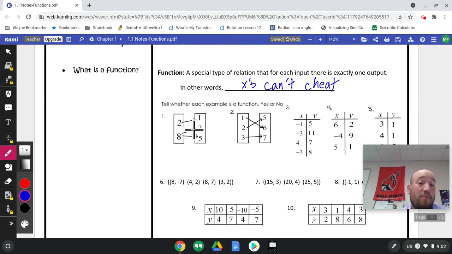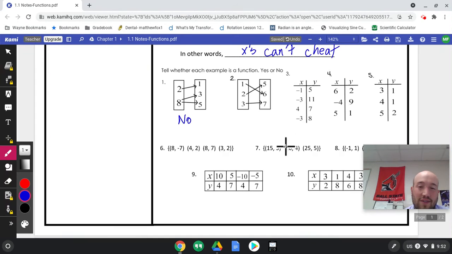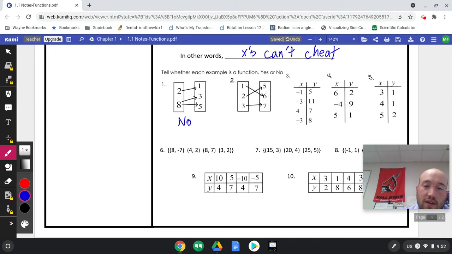If we look at this first example, 2 is fine. 2 is talking to just one. They're good. 8 has two conversations here. That's not good. That is not a function, so we'd say no for this. Now this next one, 1's with 6, 2's with 5, 3's with 7. We're good. So yes, that's a function. Next, -1's with 5, -3's with 11. But look, -3 is also down here talking to 8. That is not good. So this is not a function.